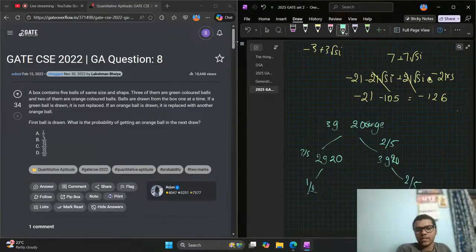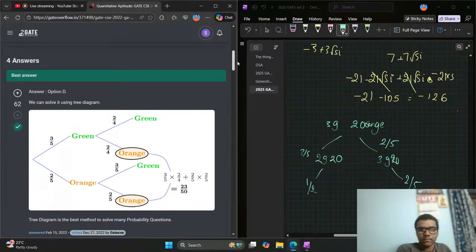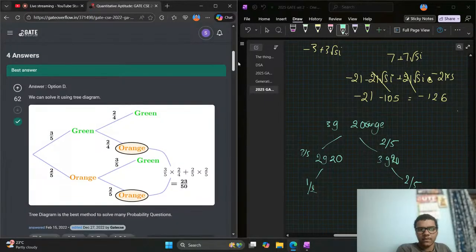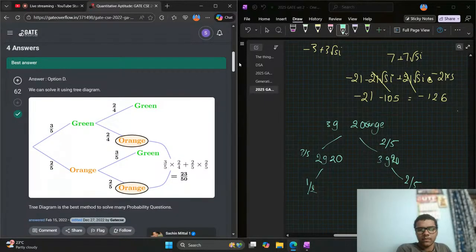Now you need to multiply it correspondingly. You just need to multiply all of this. So 3 by 5 into, that's it.